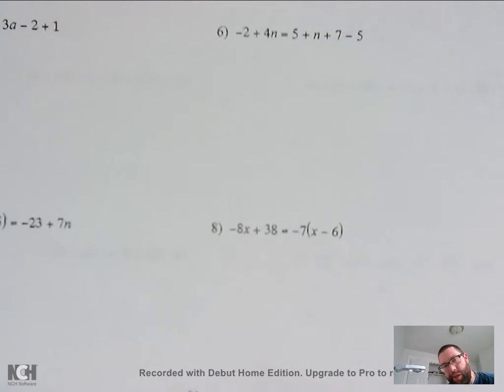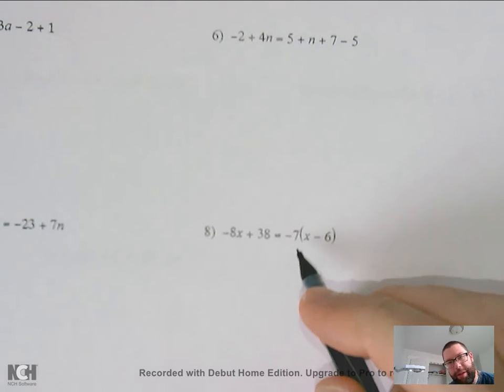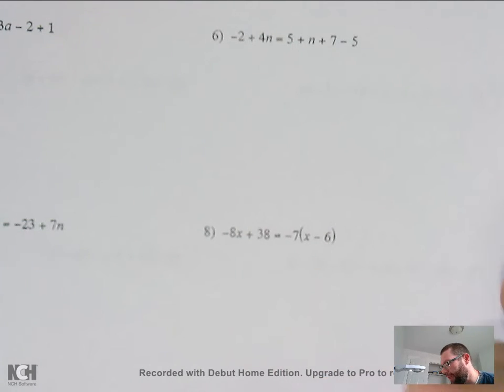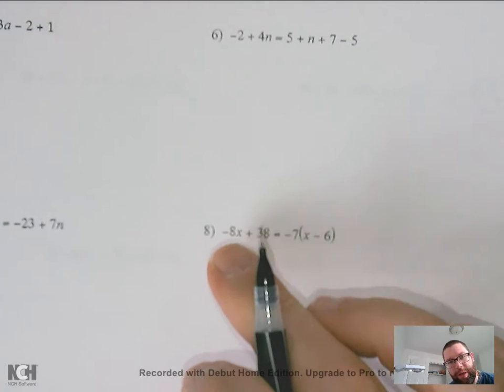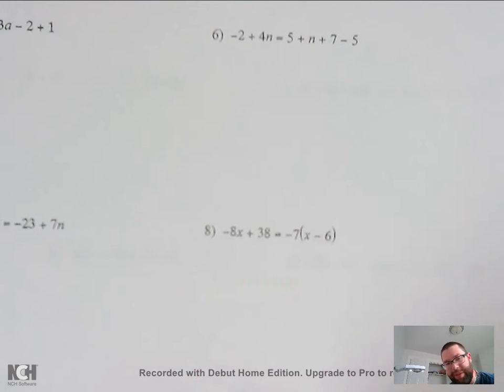So we talked about before where you could divide to get rid of something that's multiplying here. That only works if there's only one term on the other side. When there's two terms, it gets kind of complicated. So we are going to actually distribute at this point in a multi-step equation.